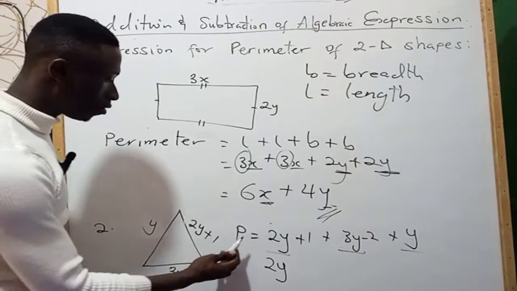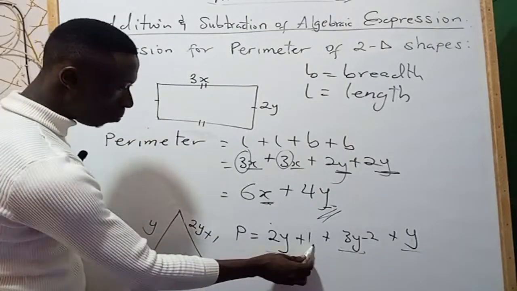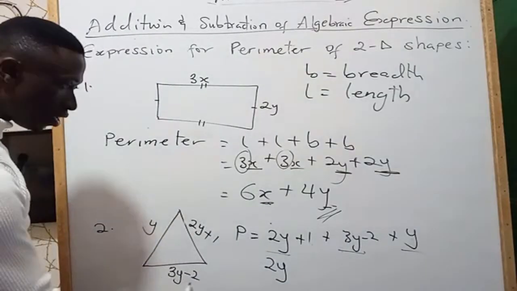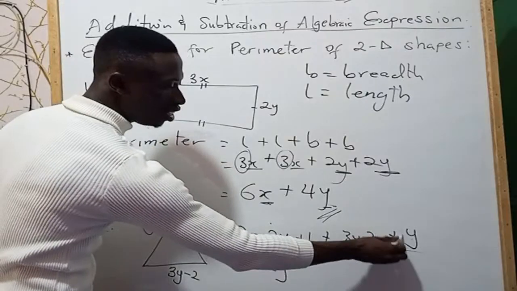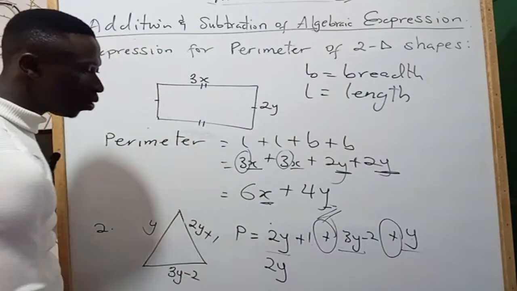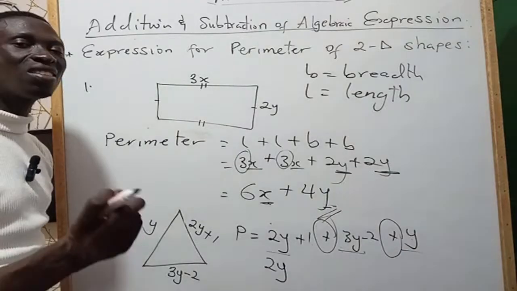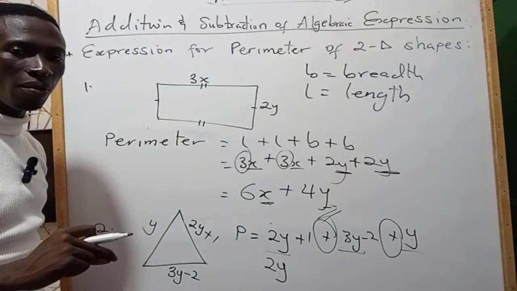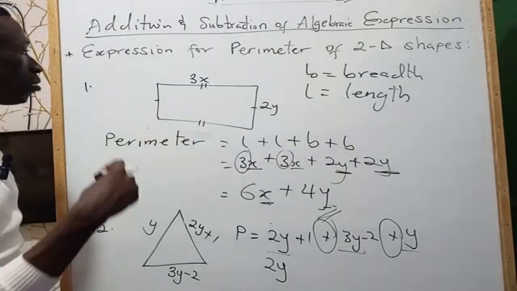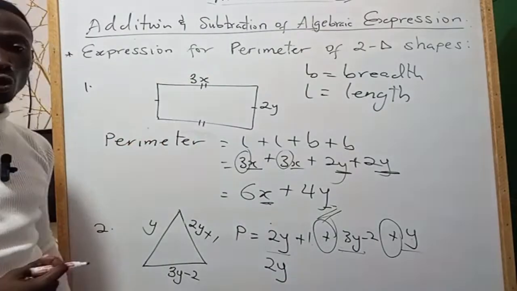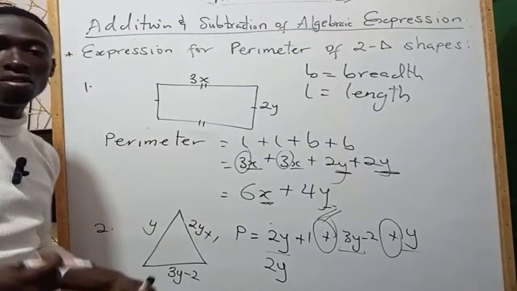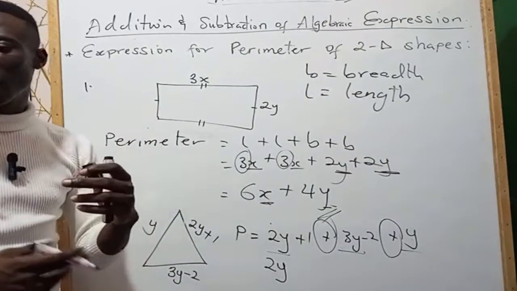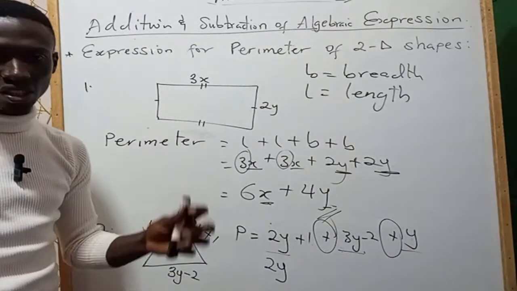So I have 2y plus 1, that's the first length. Then 3y minus 2, the second length here, plus y. This plus is coming from the definition of what a perimeter is, because we said it is the sum total of your distance around a certain figure. The figure can be a rectangle, triangle, trapezium, kite, or square, all those 2D shapes.